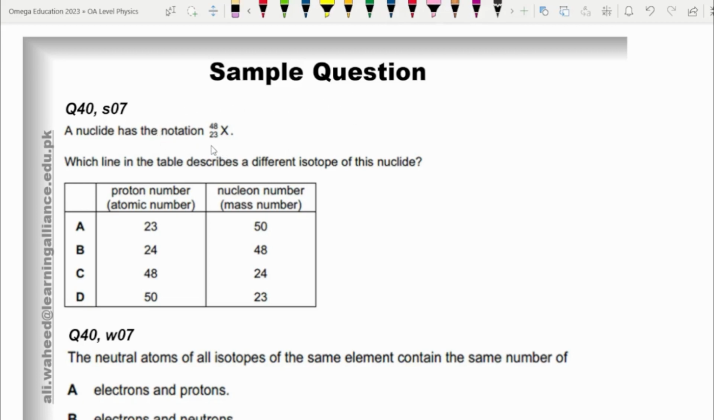A nuclide has a notation X, 23, 48. Which line in the table describes a different isotope of this nuclide? So for a different isotope, it must be having the same number of protons. So it can't be B, can't be C, can't be D. It has to be the option A, because isotopes must be having the same number of protons.